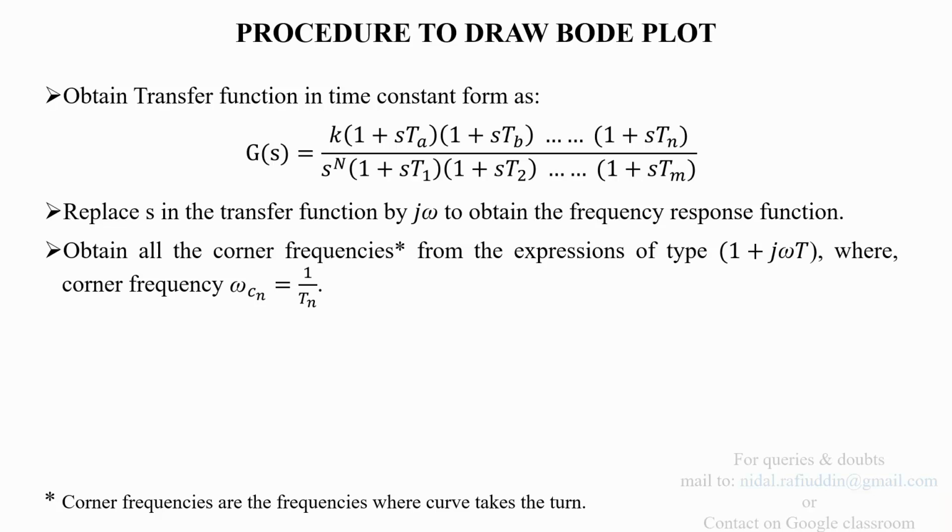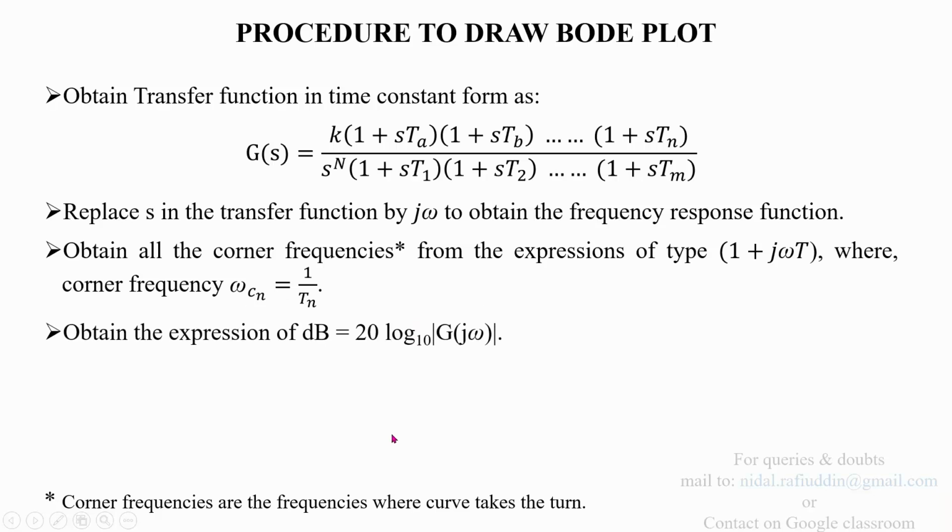Corner frequencies are obtained from this expression by taking the reciprocal, like omega c equal to 1 upon t. For example, if you want the corner frequency corresponding to 1 plus sta, then you will have omega c equal to 1 upon ta. Likewise, the corner frequency corresponding to this term will be omega c equal to 1 upon tb, and so on.